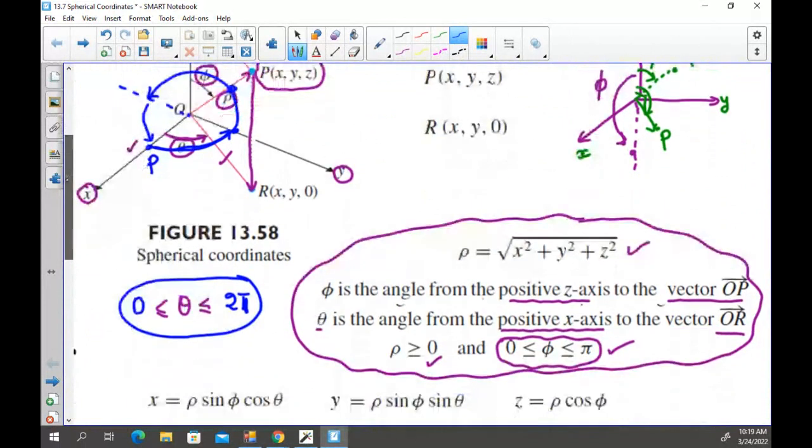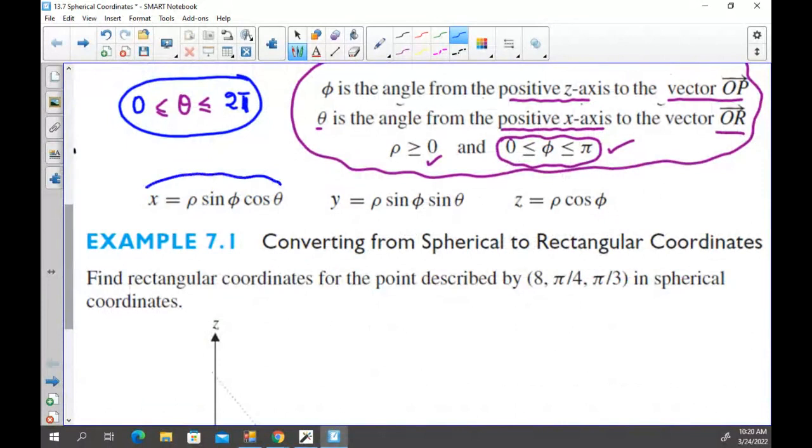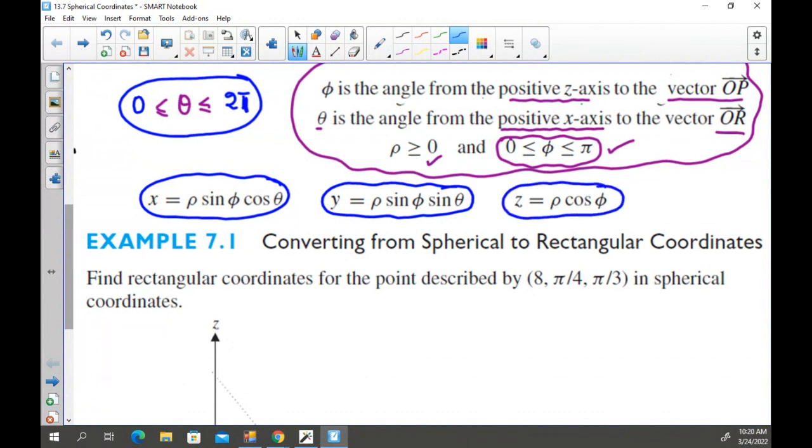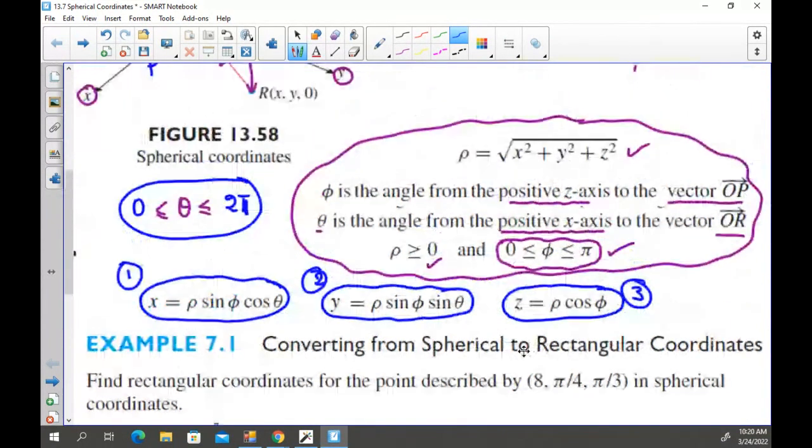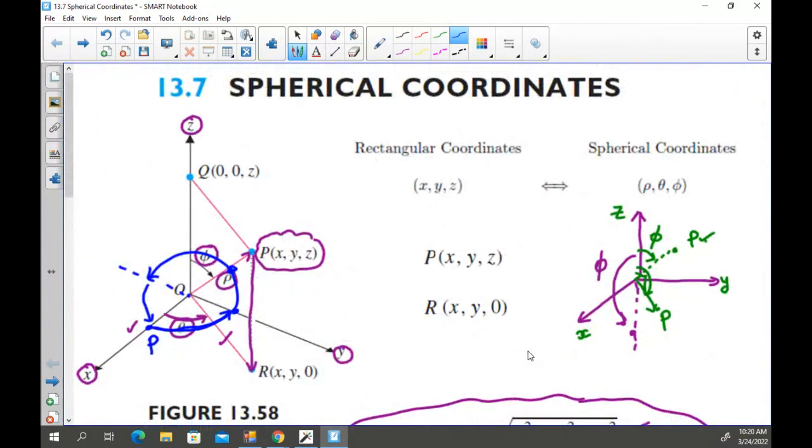Using a little bit of geometry and trigonometry, we have these relations. X is rho sine phi cosine theta. Y is rho sine phi sine theta. And Z is rho cosine phi. So we have these three connections between the rectangular coordinates x, y, z and the spherical coordinates rho, phi, and theta. By the way, phi comes first and then theta after that. So rho, phi, and theta.